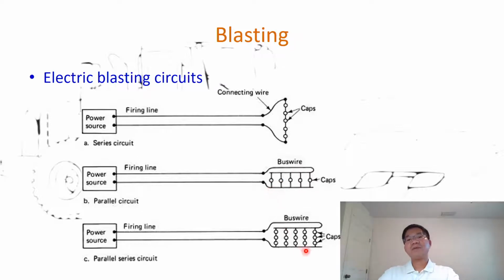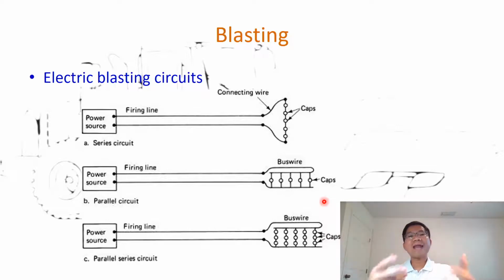In real life, because you make a grid of different holes for the drill, we typically use parallel series circuits. So in this case we have 3 caps per branch, and that is one series, and we have 5 branches, that is 5 parallels, so that is a combined parallel and series circuit.